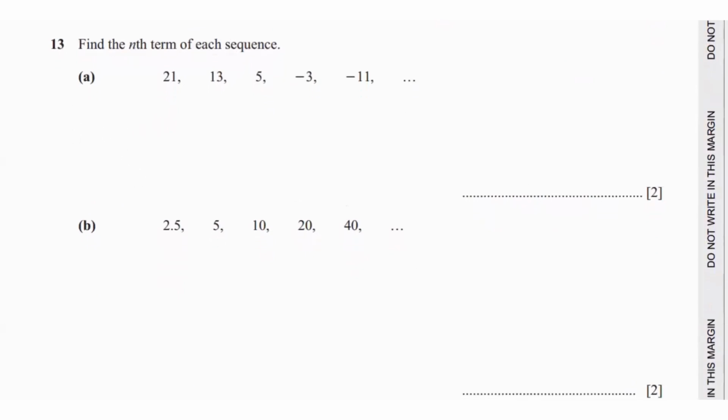Question 13 says, find the nth term of each sequence. So for the nth term, first we need to find the common difference between each number in the sequence, if there is a common difference. So if we subtract 21 and 13, we can see that we have a difference of 8. We're subtracting 8. 13 minus 5 is also 8. So again, we're subtracting 8.